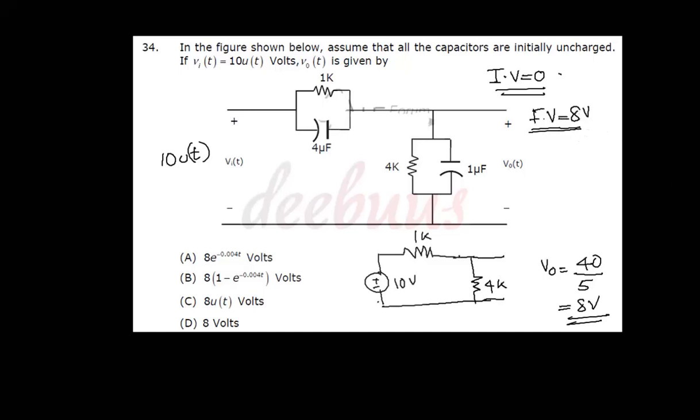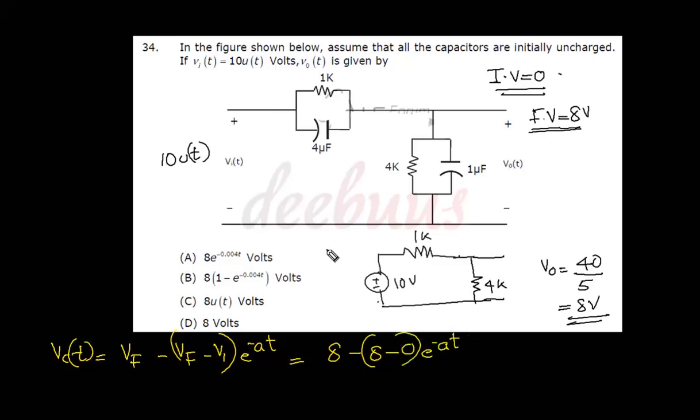Right. Now we have to apply the capacitor charging-discharging expression, that is Vc of t equal to V final minus (V final minus V initial) e raised to minus at. For that, the final value is 8. So 8 minus, again another 8 minus initial value is 0, so 0, e raised to minus at. For that, I have to calculate what is A.